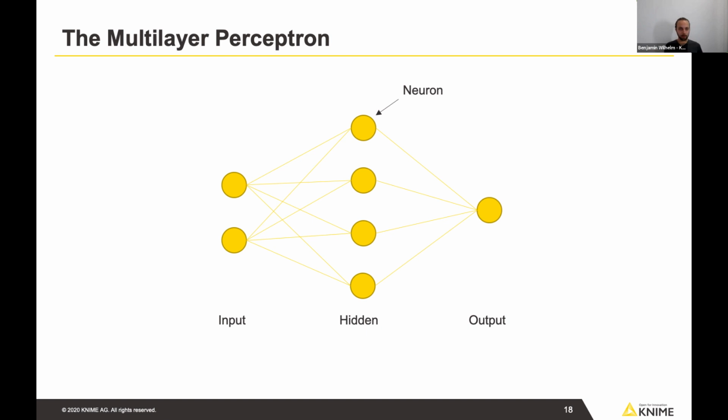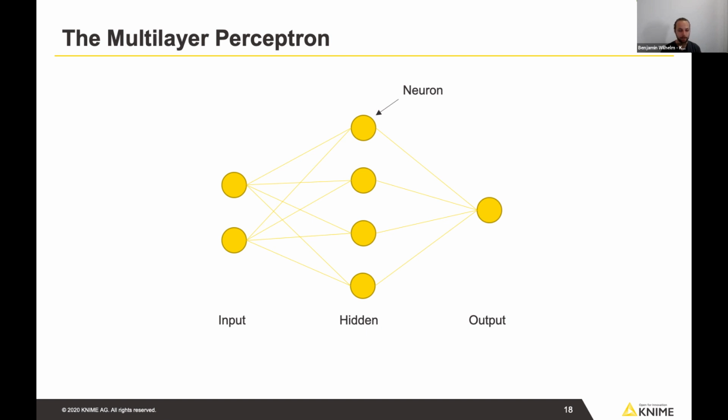The basis of deep learning are so-called neural networks, and the simple neural network where everything basically starts is the so-called multi-layer perceptron. A multi-layer perceptron looks like this. It consists of so-called layers. Here we have the input layer, a hidden layer, and an output layer. You can have multiple of these hidden layers stacked behind each other.